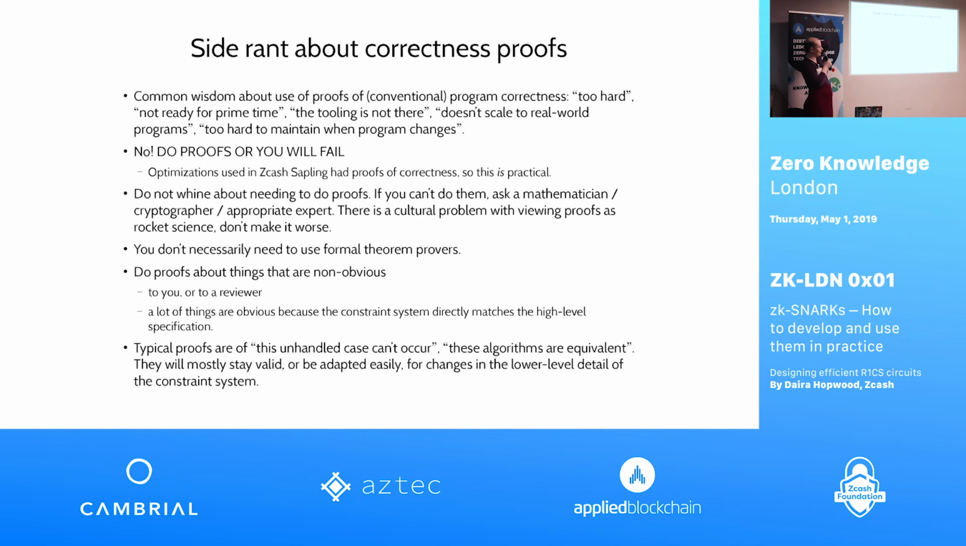Do proofs about things that aren't obvious to you, or that if someone was reviewing your implementation, they would go, what the hell is this? So hopefully you get security audits done of your cryptographic protocols. If you don't, then that's kind of inviting security bugs.